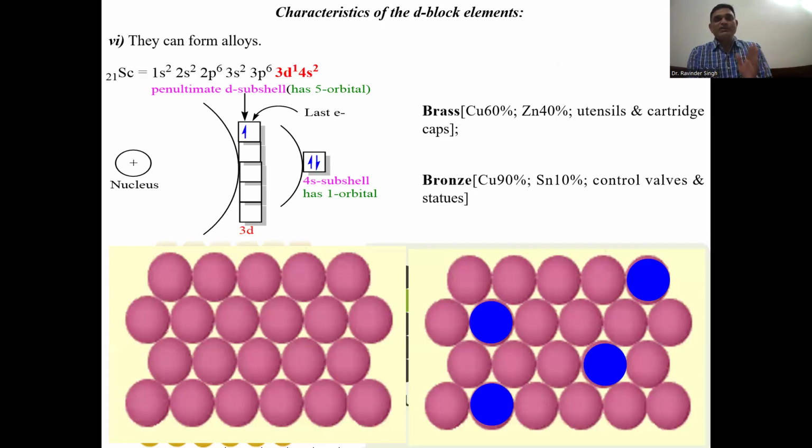The last shell is 4s. The number of electrons in the 4s remains the same. So due to that reason, the attraction between the nucleus and the valence shell almost remains the same. So the size almost remains the same. We will write like that in the examination. Because these d block elements have nearly the same size, they can easily replace the atoms of each other in their crystal lattice, so they can form the alloy.